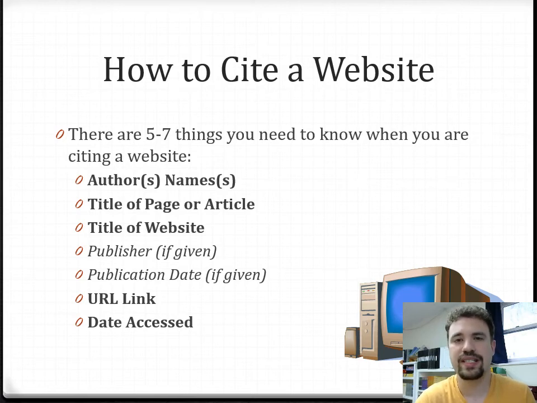You would simply, in this case, replace the publisher if it wasn't available with NP for no publisher. And if the publication date wasn't available, you would replace it with ND for no date.